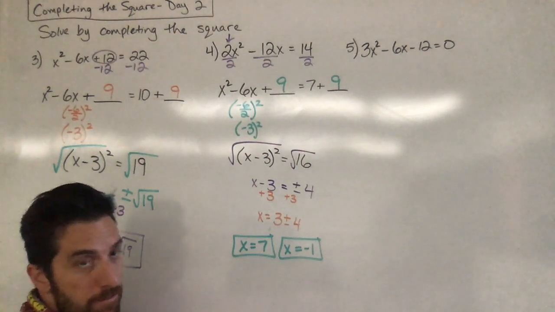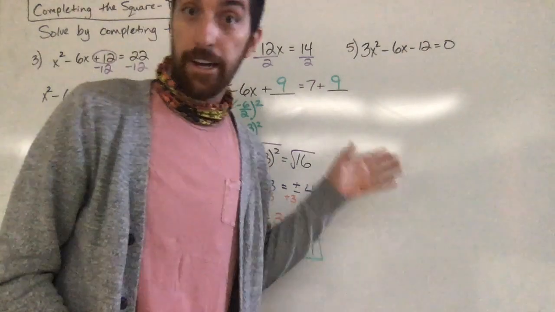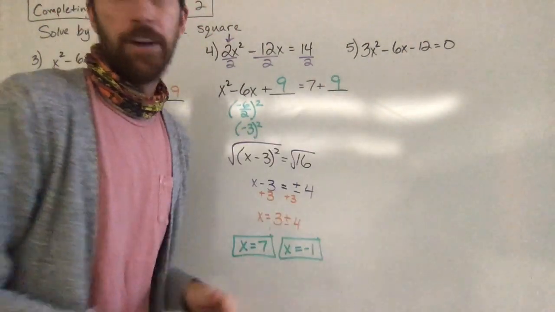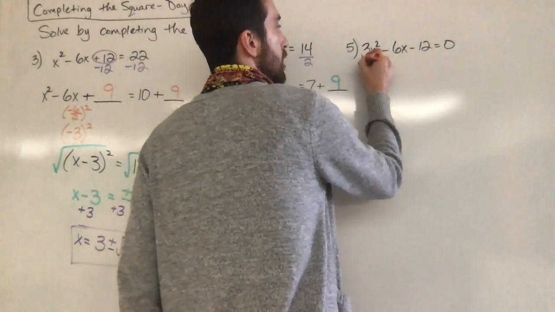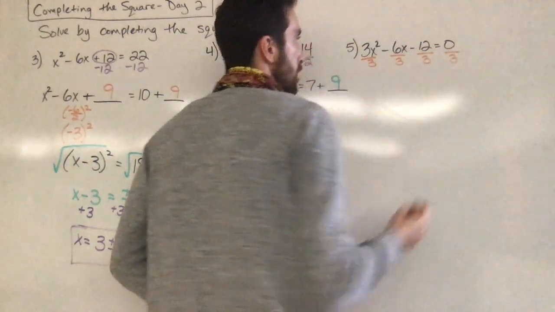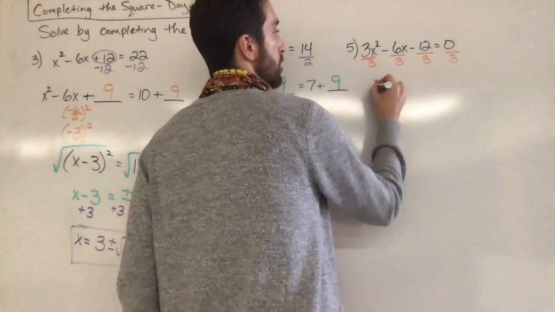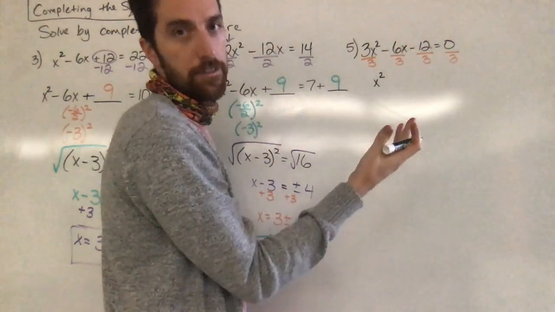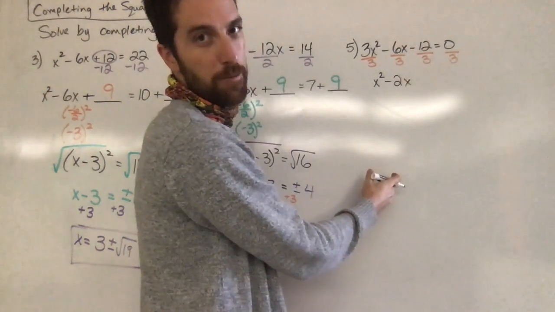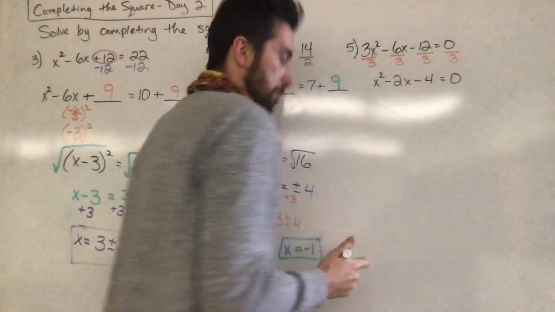Last one, number 5. Take a peek at it. You'll see 3x squared. We cannot have that when we're completing our square. So let's just divide it out. But let's divide everything by 3. So 3x squared divided by 3 is just x squared. Negative 6x divided by 3 is negative 2x. Negative 12 divided by 3 is negative 4. And 0 divided by 3 is 0.